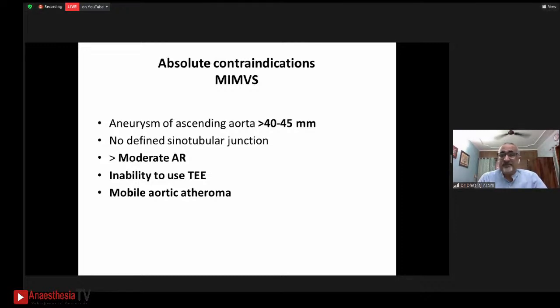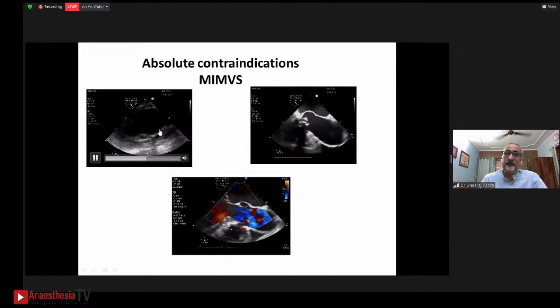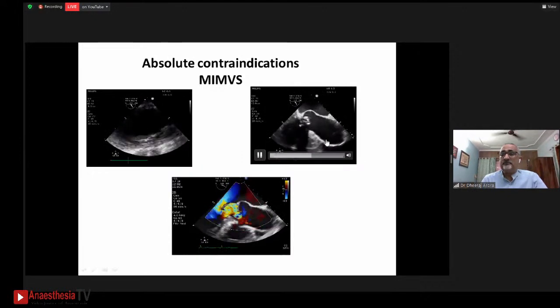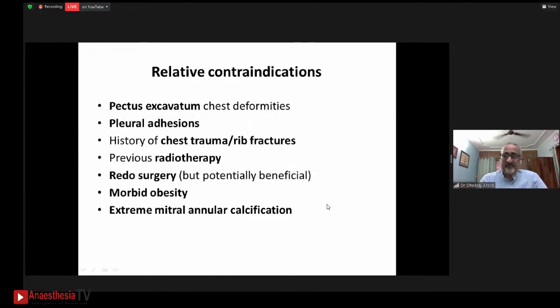There is no defined sinotubular junction. We cannot use the endo-aortic balloon. Then there is more than moderate AR, inability to use TEE because of any problem, or mobile aortic atheroma. You can see in the echo, the mobile atheroma is there in the aorta. You can see these types of pictures. We should avoid minimal invasive surgery with this type of aorta, or a dilated aortic root of more than 4.5, or you can say 4 centimeters, or more than 2/4 AR. We should avoid minimal access surgery.